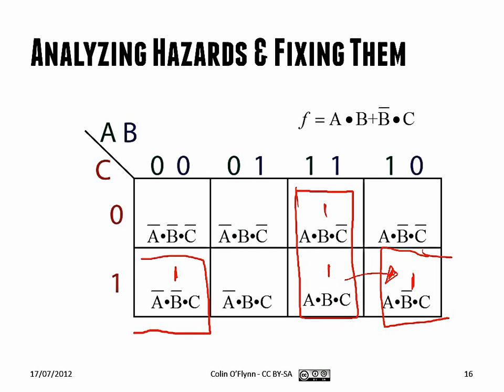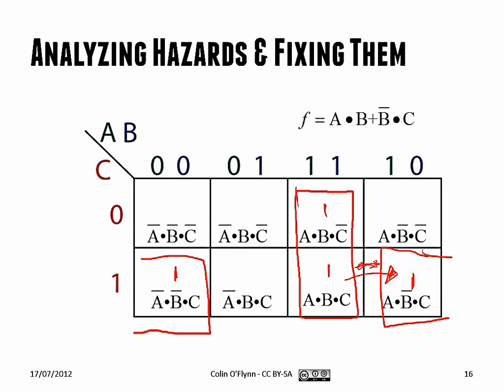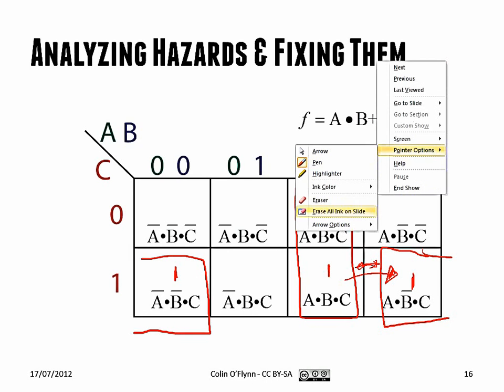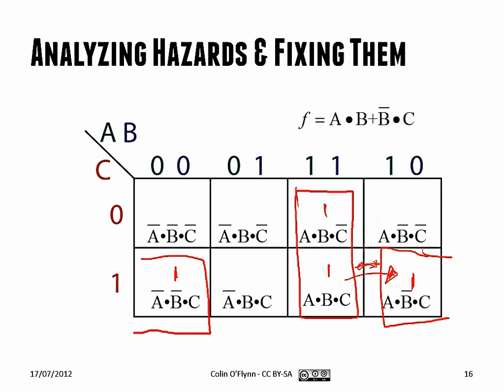And what happens is that in the intermediate time here, you can sort of think about it this way, that it's not covered by either product term. And that's bad because that means it may go to an unintended value. It's not forced to something specific. So to fix that, we just have to create a hazard form that always encompasses all transitions.